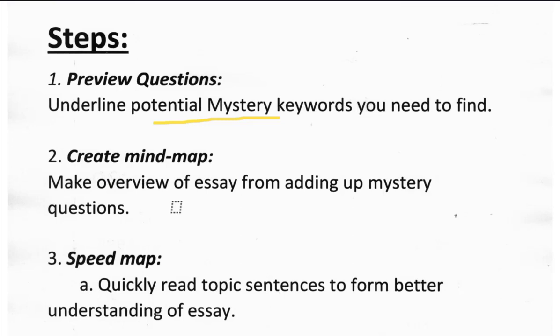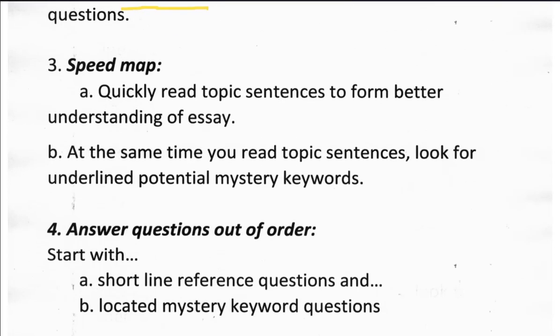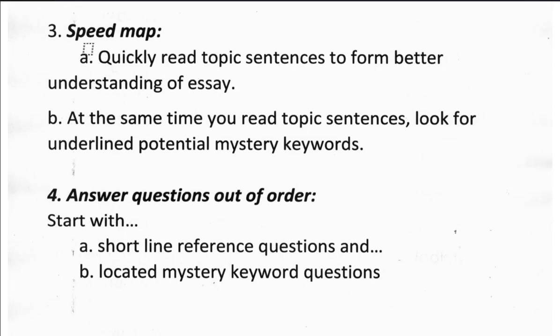Normally we would finger scan, but what we're going to do is try and bump into them, all right? So once we have all of our questions that we've underlined the potential keywords, add those up to try and come up with a quick overview of what this essay actually is, okay? Then from that, we're going to do something called a speed map. A speed map means simply go through, since you already know what the essay is about, you're going to quickly read the topic sentences, and you're going to add new words to your mind map as far as what's going on with the essay. At the same time, you want to try and find those potential mystery keywords, and you'll simply put a star by them, okay?